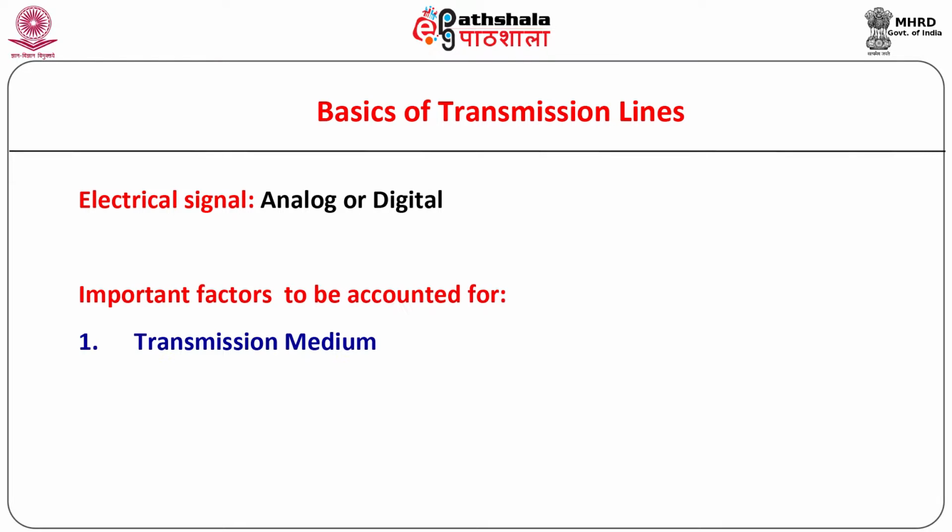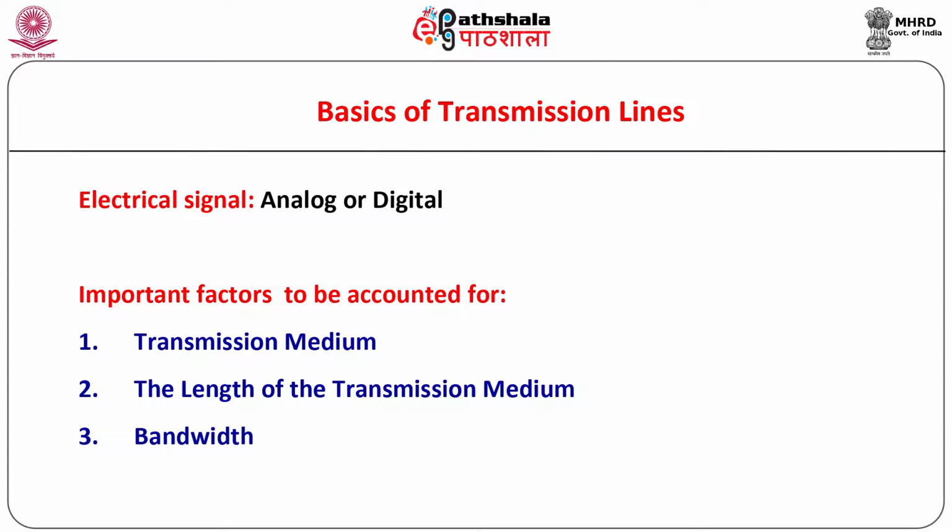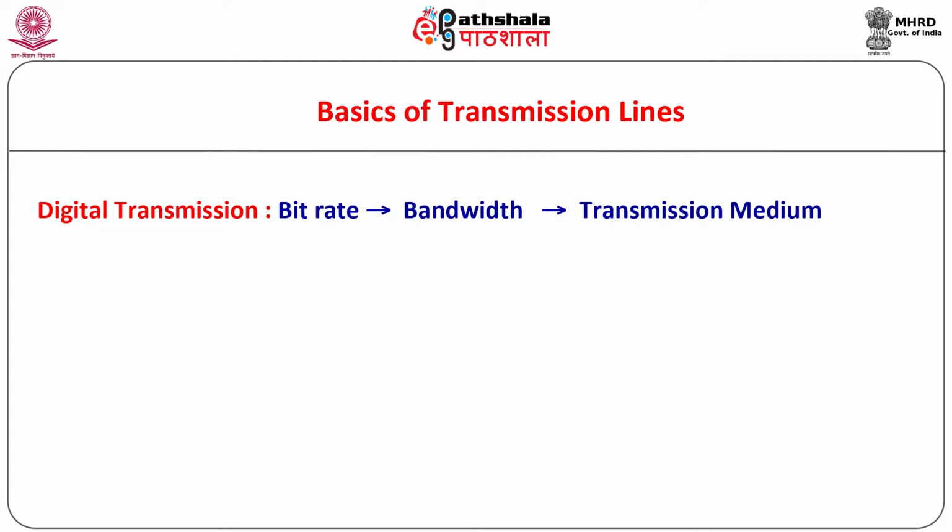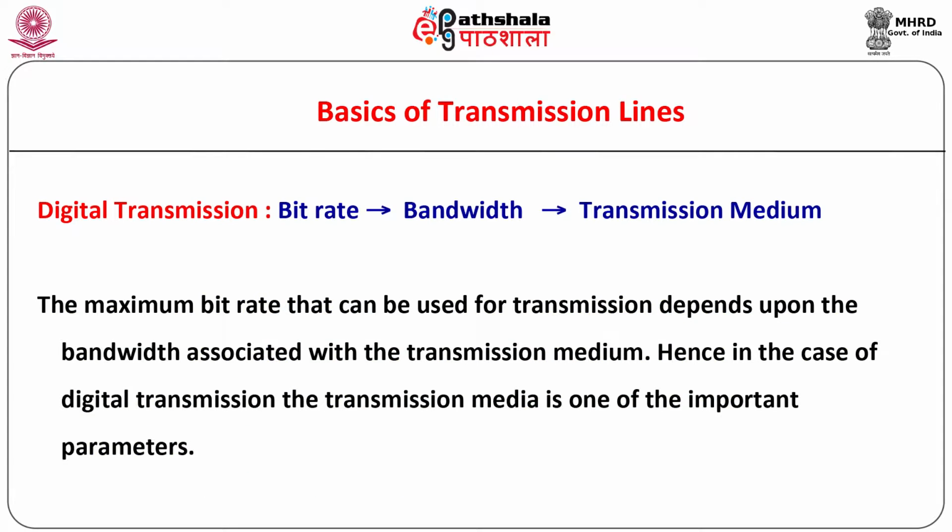In general, the type of transmission medium, the length of the transmission medium, the bandwidth and the bit rate of transmission of the signal are the important factors to be accounted for while discussing different types of transmission lines. In the case of digital transmission, the maximum bit rate that can be used depends upon the bandwidth associated with the transmission line. Bandwidth is different for different transmission media. Hence, the transmission medium is one of the important parameters associated with such transmission lines.